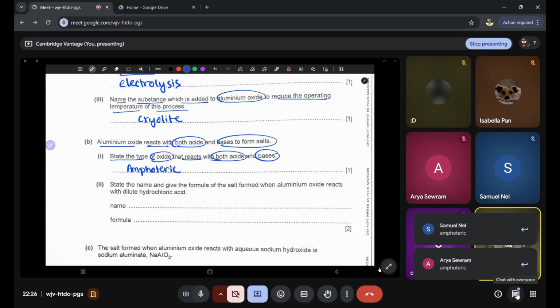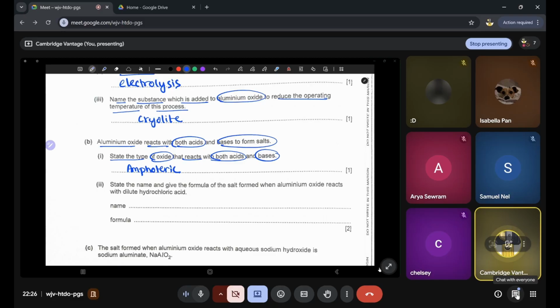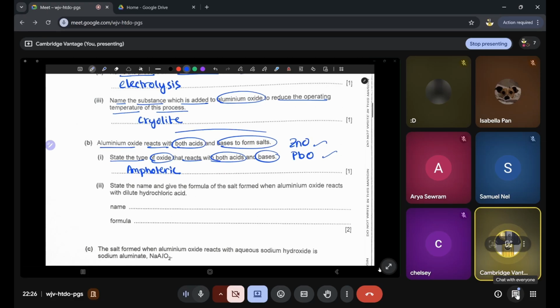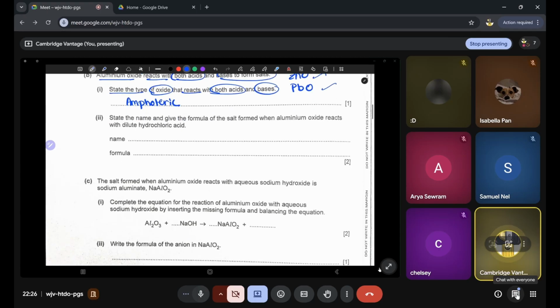Besides aluminum oxide, can students name any other amphoteric oxides? Okay, zinc. Anything other than this? Lead oxide is also amphoteric. So zinc and lead are both amphoteric along with aluminum oxide. But generally, you are only asked about aluminum oxide or zinc oxide every now and then. Okay, let's see the next question.